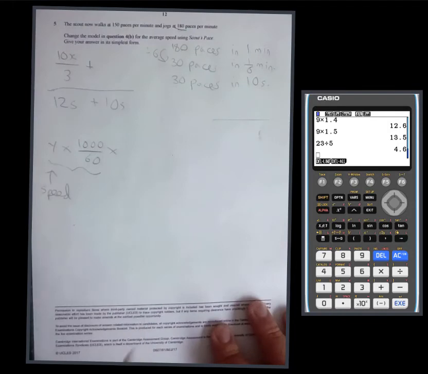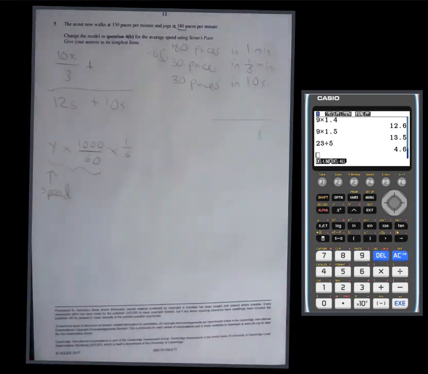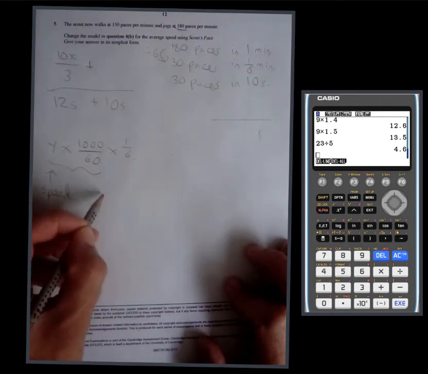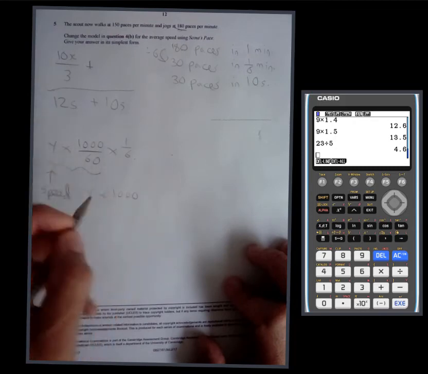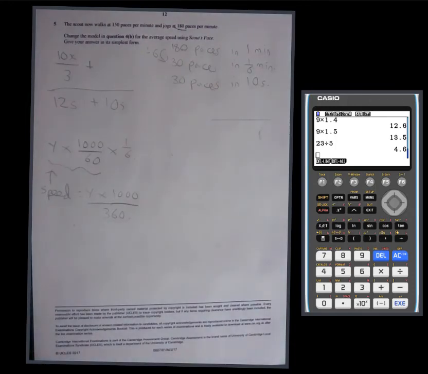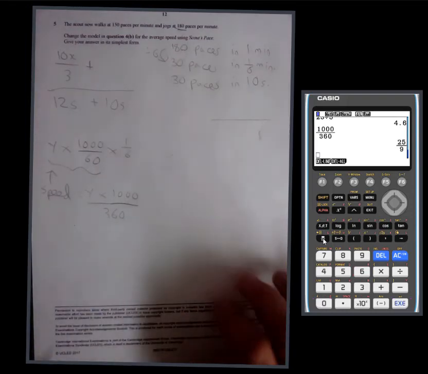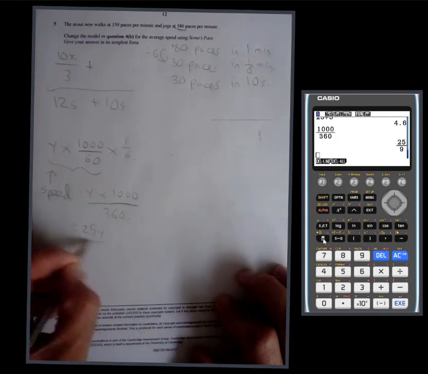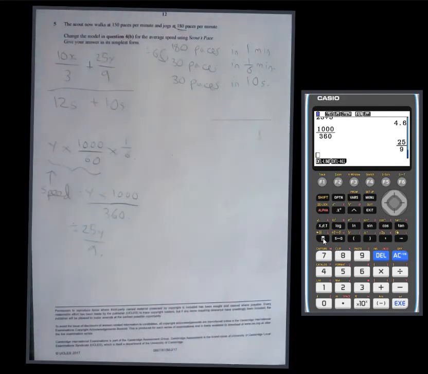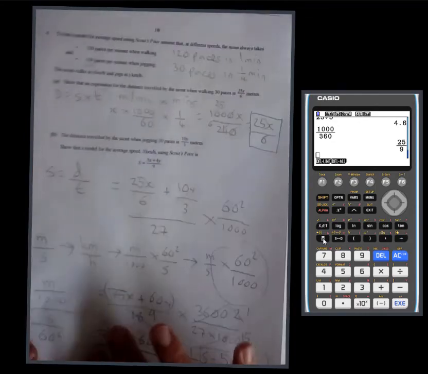The time is 1/6 of a minute. Okay, so basically, for the y, you're going to have y times 1000 over 60 times 6, which is 360. And you can just go to your calculator and do 1000 over 360, and that gives us 25 over 9. So now we have 25y over 9. Right, so that can go in here, 25y over 9. So now if I compare it to the method used in 4b, or the model that we arrived at in 4b.